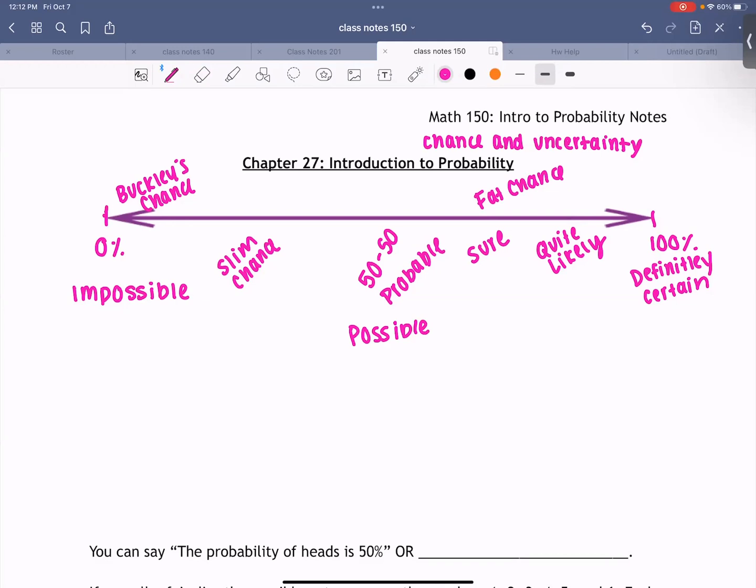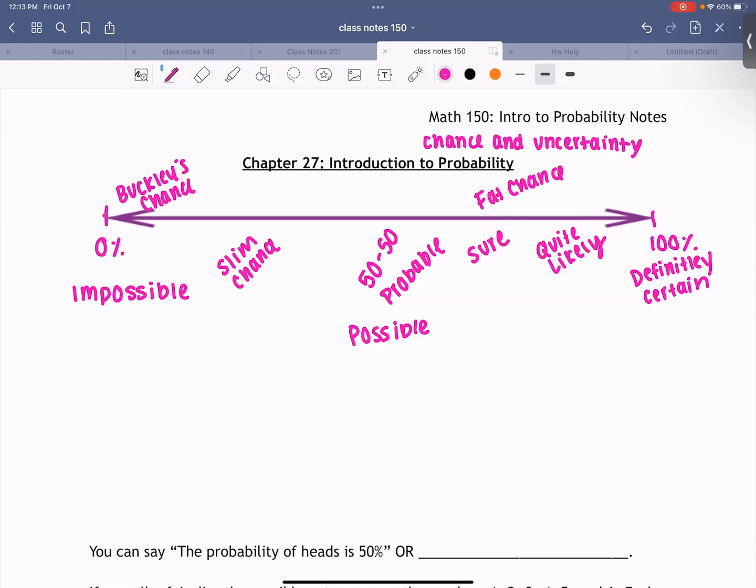All right. So we have all our words on here. We already know how to assign probabilities to things using words that might not be specific percentages, but they do lie on the scale, okay? Next, we're gonna find out how to quantify probabilities, so we can be even more precise than saying it's impossible, or it's quite likely, or Buckley's chance, right? And the way we're gonna do that is we're gonna use numbers.